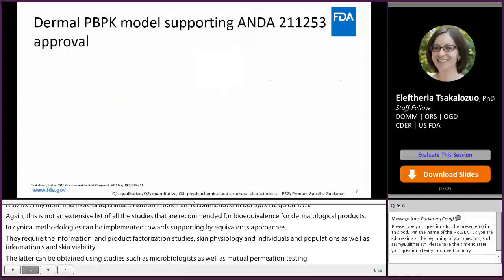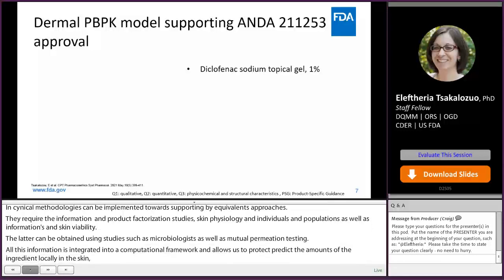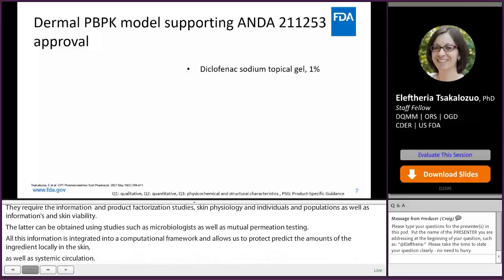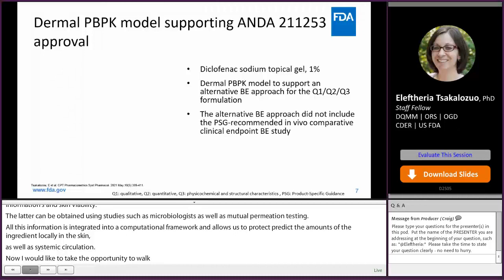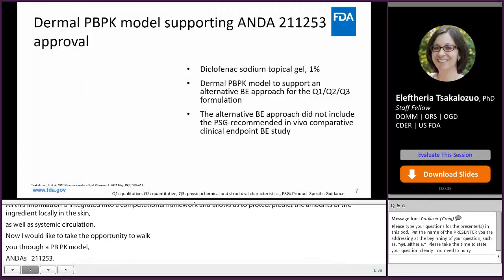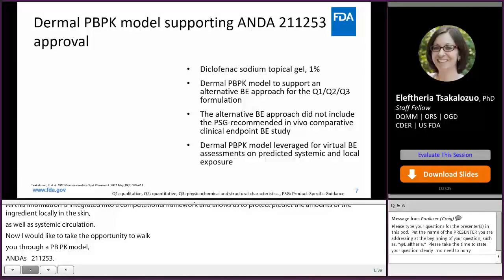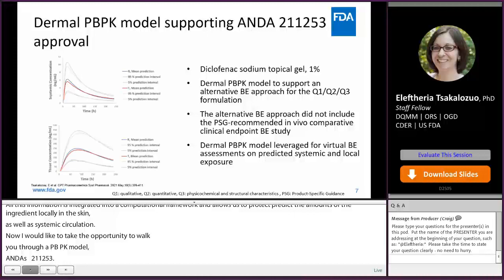Now I would like to take the opportunity to walk you through a dermal PBPK model that supported the approval of ANDA 211253. This ANDA involved the generic for diclofenac sodium topical gel 1%. The dermal PBPK model supported an alternative BE approach for a Q1, Q2, Q3 similar test product. The alternative BE approach did not include the PSG recommended in vivo comparative clinical endpoint study, and the dermal PBPK model was leveraged for virtual bioequivalence assessments on predicted systemic and local exposures.